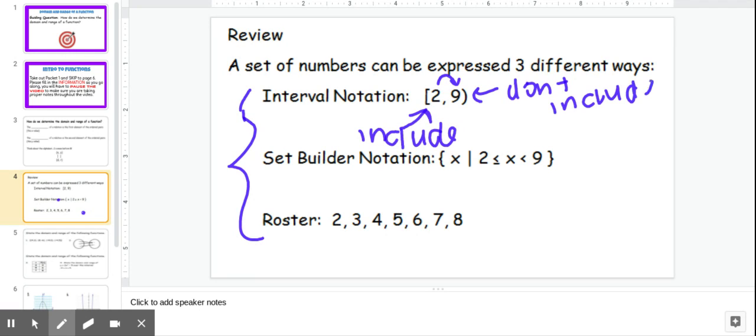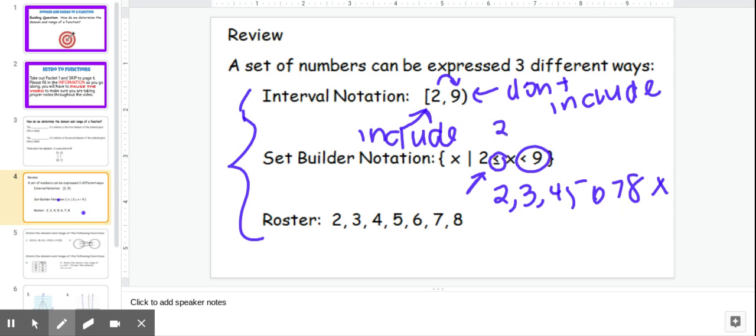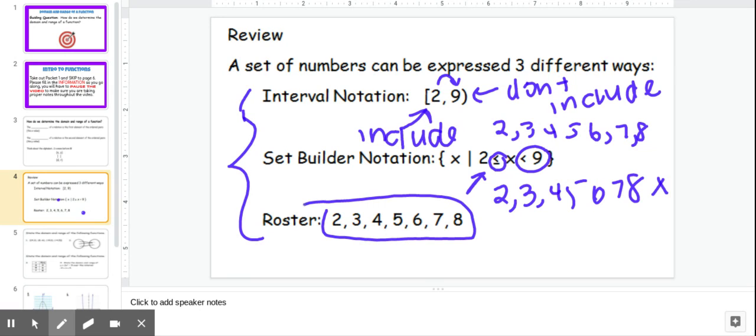Now, in set builder notation, we want all the numbers for x that are greater than or equal to 2, but less than 9. So that means start at 2, list them 4, 5, 6, 7, 8, but don't include 9. Same thing here. 2, 3, 4, 5, 6, 7, 8, but don't include 9. And roster form is just how we write it listed out.